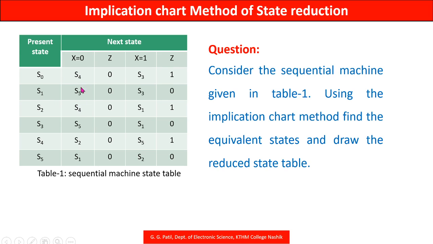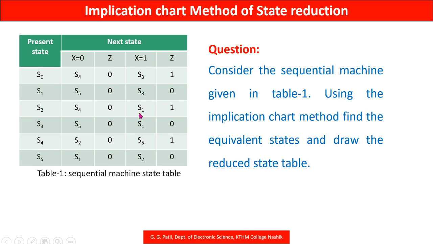S4 S4. Both next states are the same, and according to the properties of equivalent states, each state is equivalent to itself. So S4 S4 is equivalent, and another pair is S1 and S3. So we have to place this state pair S1 and S3 in the square S0 S2. This state pair is called implied equivalent states.